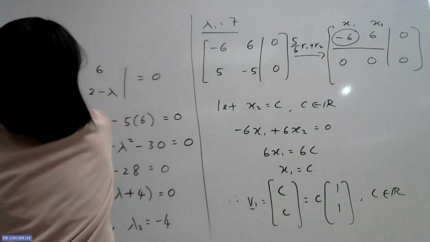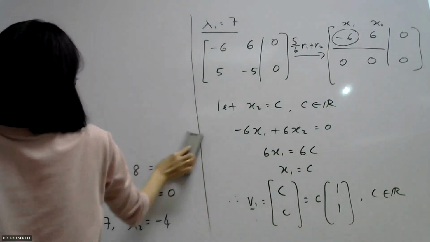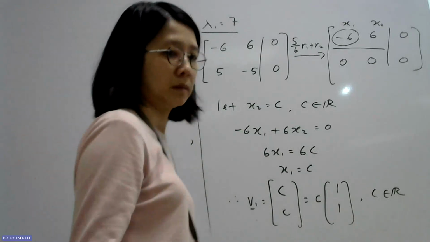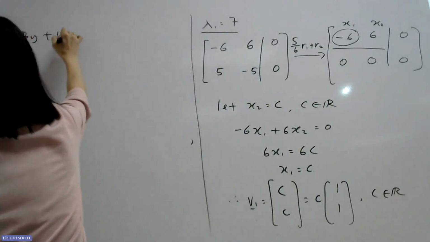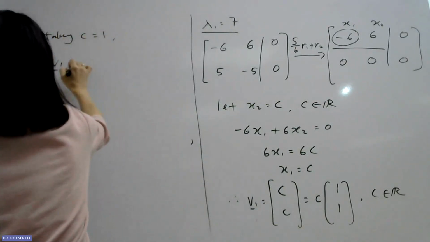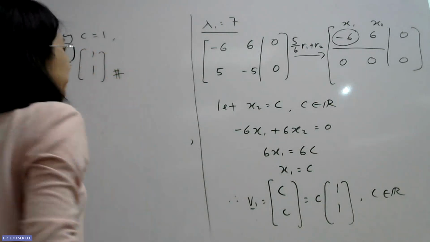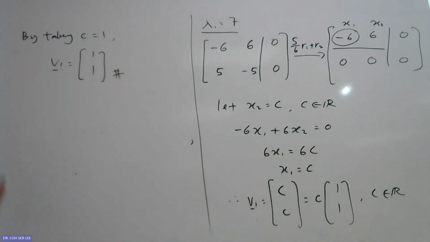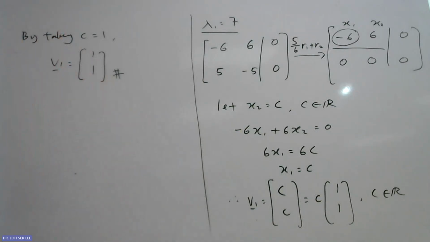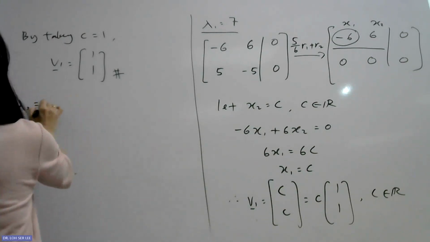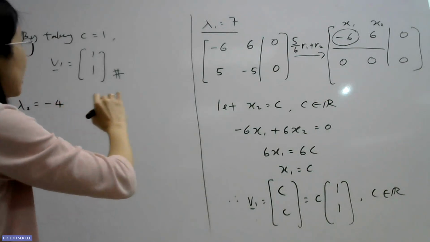Okay, continue from here. So by taking c equals to 1, your V1 is 1, 1. Then repeat the process by using lambda 2. Lambda 2 is -4, right?